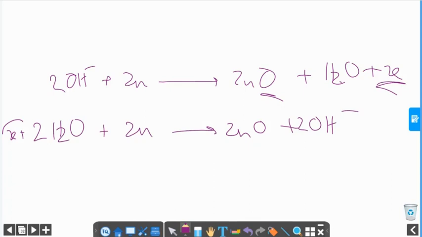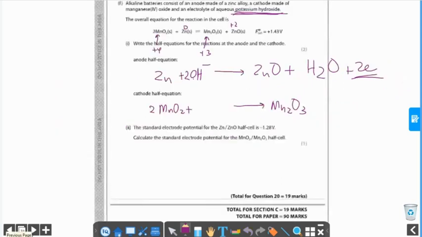I hope it's clear. So that's how we know which side to add OH minus. Trial and error, this is what we will do here. Then this is a cathode reaction. In a cathode reaction, the electron should be on the reactant side, because it is reduction. Now let's see how to balance this. In this case, the OH minus should come on the opposite side.